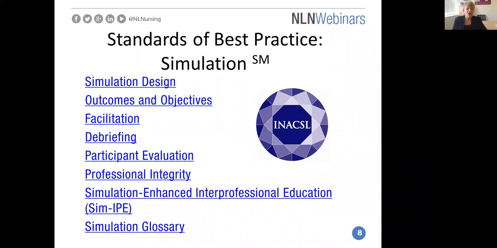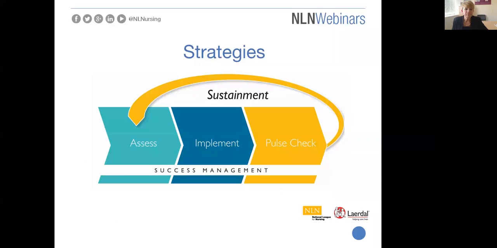And then there are some guidelines around moving SIM into an interdisciplinary focus or interprofessional education focus, which is really quite an important area of development in nursing education. And then they provide a simulation glossary as well for terms to better educate those of you who are new to SIM on some of the words that are being used, to better understand.